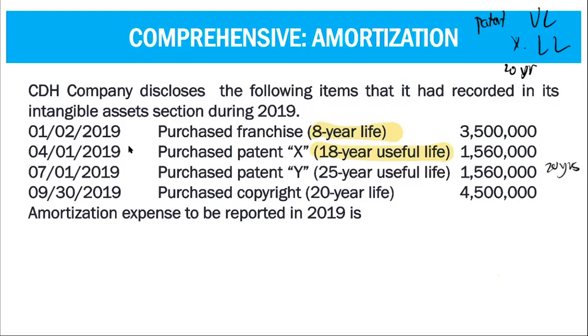Copyright, since there is a finite useful life that is given, you use that already. Why? Because we said that the copyright is the life of the author plus 50 years thereafter. So it's hard to estimate. But since in this problem it is estimated, we can already compute it.